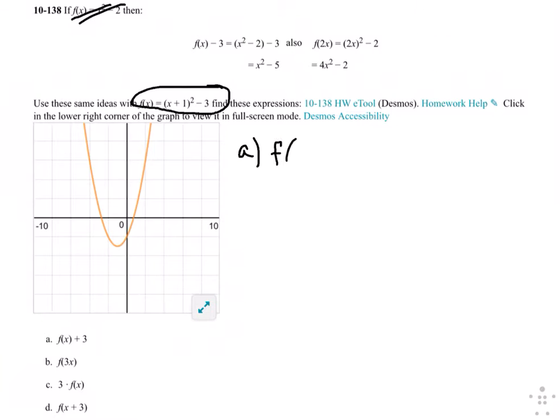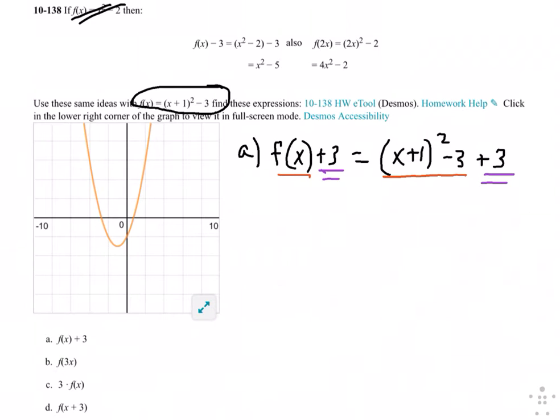So they want f of x plus 3. So that's going to equal, f of x is x plus 1 squared minus 3. And then we want the plus 3, right? Plus 3. Because this part right here is f of x, right? And then that's that. And then the plus 3, right, if I'm color coding here, is this, right? So this simplifies down to x plus 1 squared.